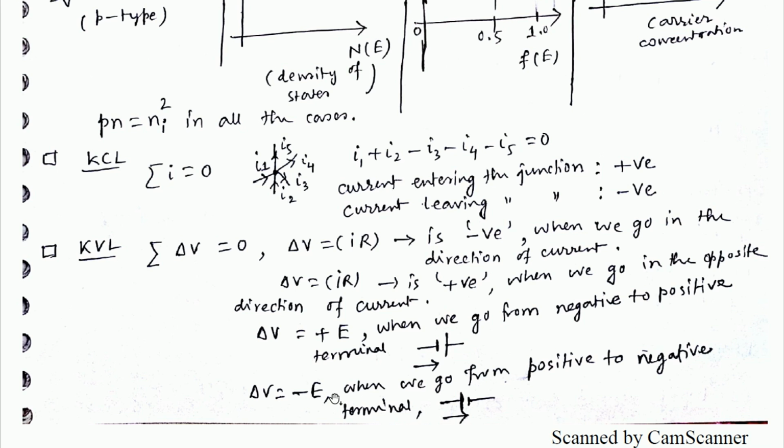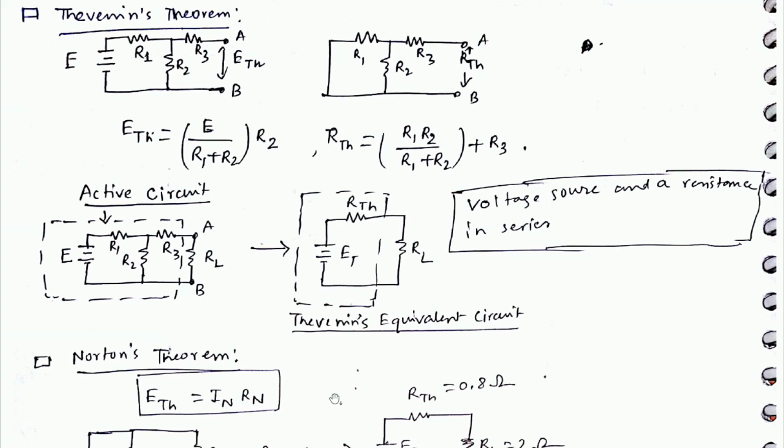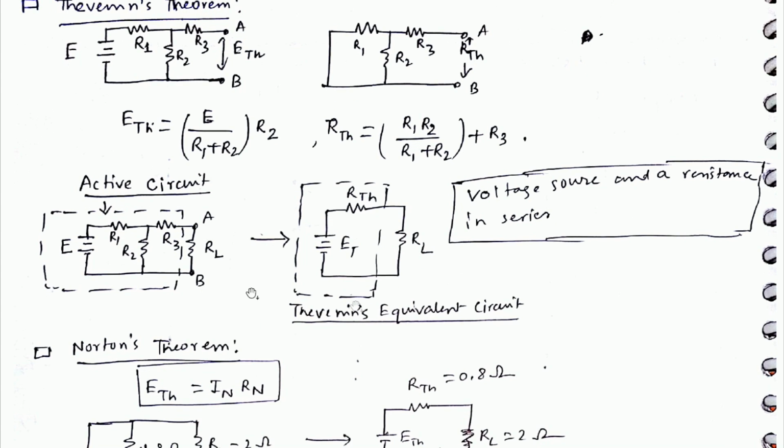Now Thevenin's theorem and Norton's theorem, these two theorems are very important. For Thevenin's theorem, suppose this is the main circuit, then if you find the equivalent circuit, you will get this. In this circuit, ETH, the Thevenin equivalent voltage, equals E by (R1 plus R2) into R2, and RTH equals R1 R2 by (R1 plus R2) plus R3. This is the active circuit, and this is the Thevenin equivalent circuit: a voltage source and a resistance in series.